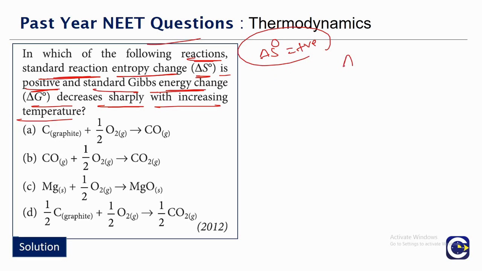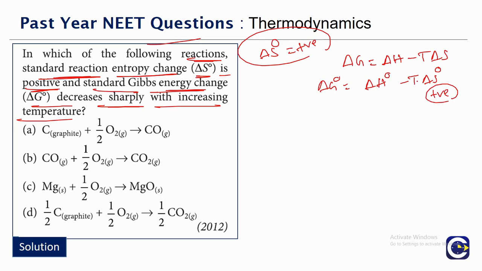So how is the Gibbs free energy change related to the entropy change? By using the Gibbs-Helmholtz equation. Now what is it? Del G is equal to del H minus T del S. Okay? Now look, standard means we will put del G naught. That's it. Del G naught is equal to del H naught minus T del S naught. For everything we are going to use standard values. Okay? So if delta S is positive, then what happens?